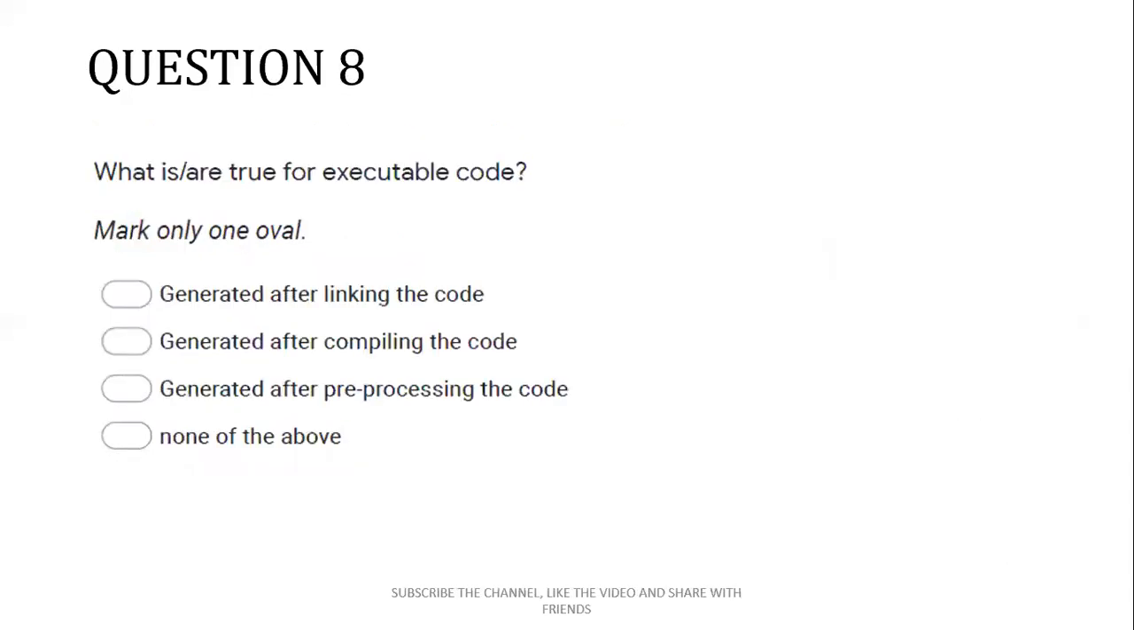Come to the next question. What is true for the executable code? So you have to mark only one oval. So the first one is generated after linking the code. Yes, executable code, exe files, are always generated when you perform the linking operation. So it is the duty of the linker to generate the executable code. So you have to mark this option.